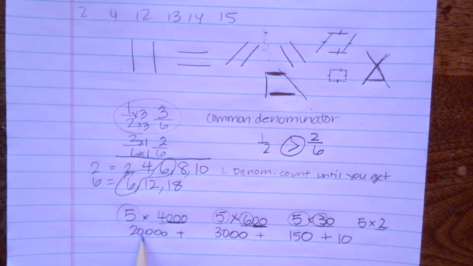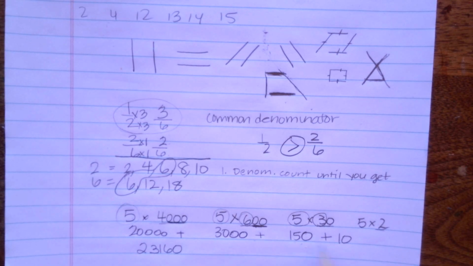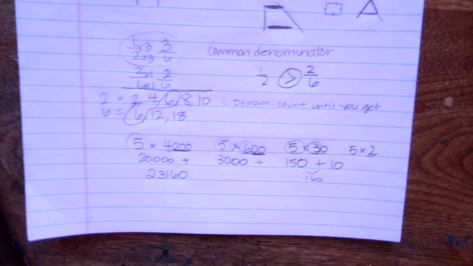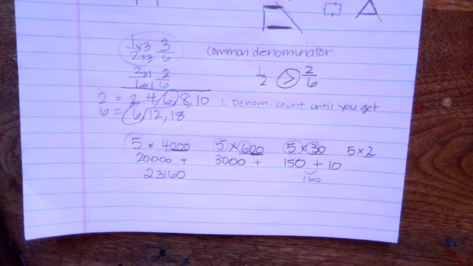So it's 20,000, and then 3,000, and then 160, because this and this equal 160. Is that clear, or does it not make sense? No, that makes a lot of sense.